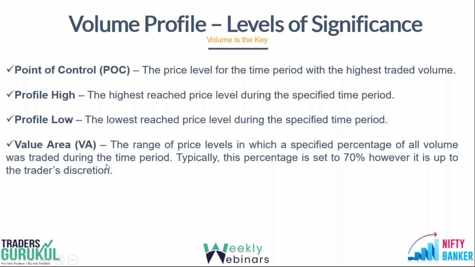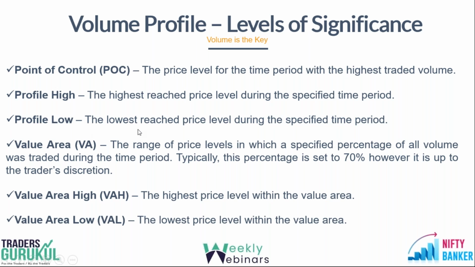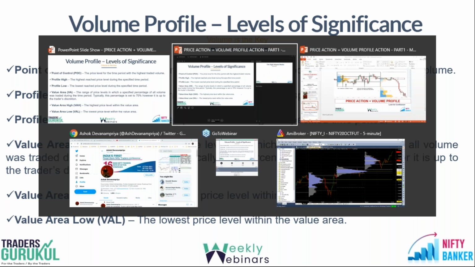Then you have value area. Value area is an area in the volume profile where more than 70% of the volume of that particular candle, it can be 1 minute, 5 minute, 50 minute, daily also, it can be anything, gets transacted. Some people set it at 70, some people set it at 80, 90 also. It is their choice. And then you have value area high, which is the highest level of the value area, and value area low, which is the lowest level of the value area.